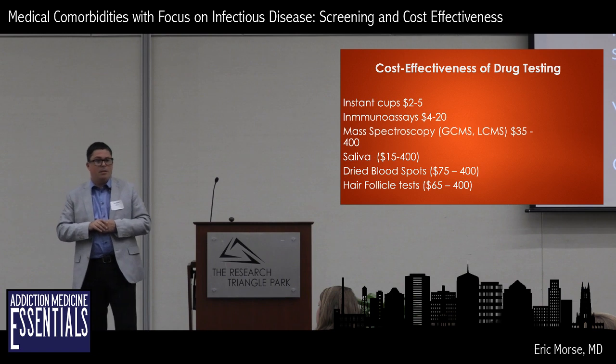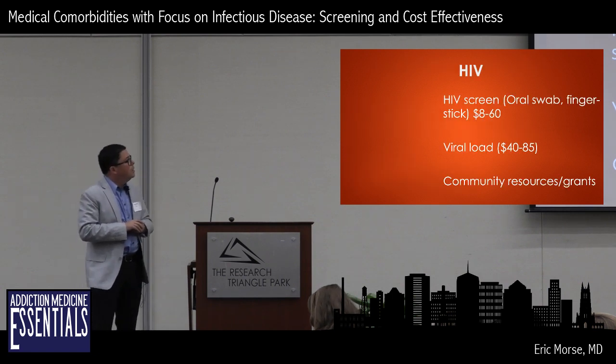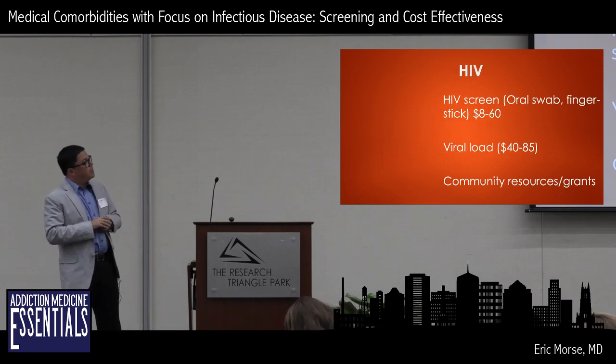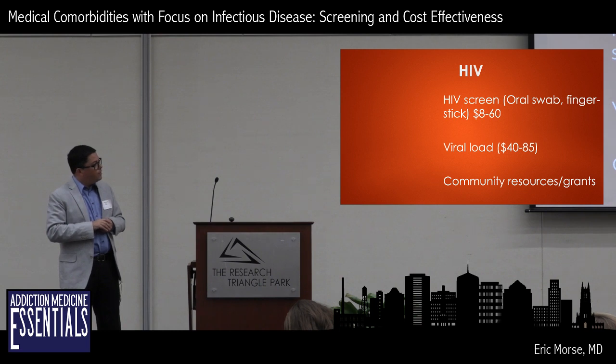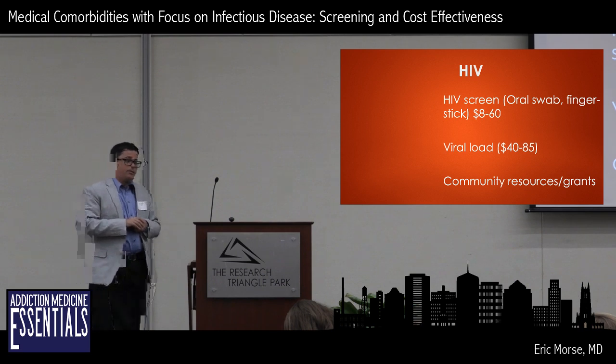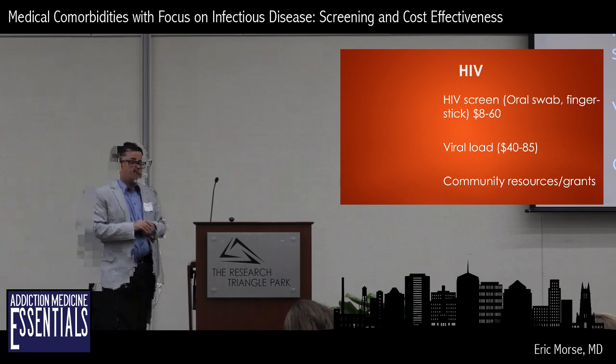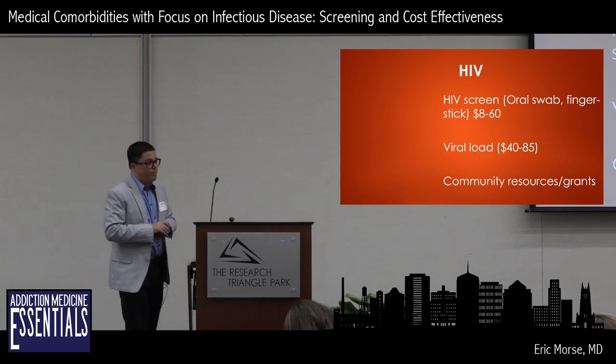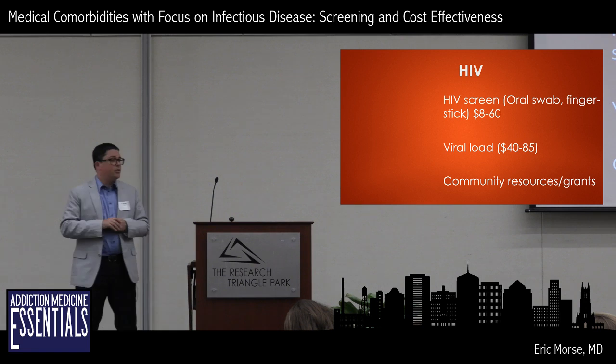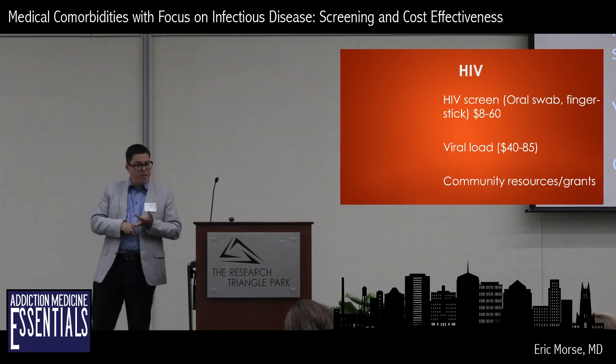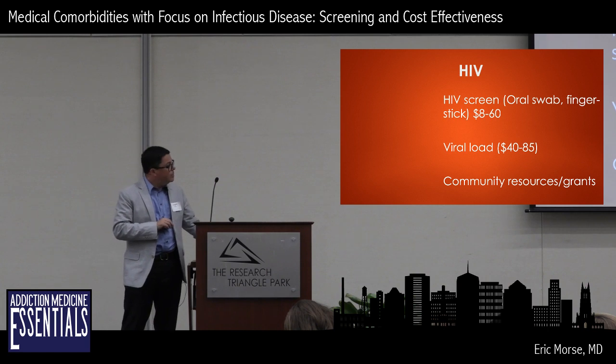HIV testing, there's a number of screens. It's $8 to $60 for a screen. Viral load costs between 40 to 85, and there's a lot of community resources and grants, starting with your health department, asking how can I get this person tested if they don't have private insurance or Medicaid and they're self-pay? There's usually resources for them to get tested. So there's really no reason not to get them screened and treated.